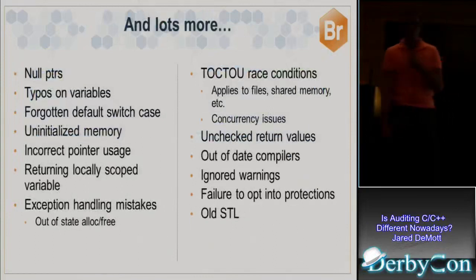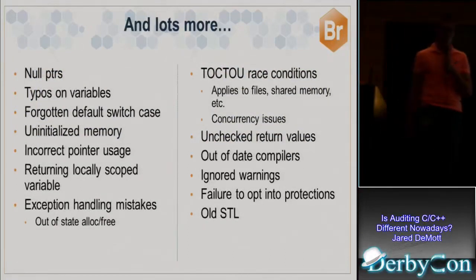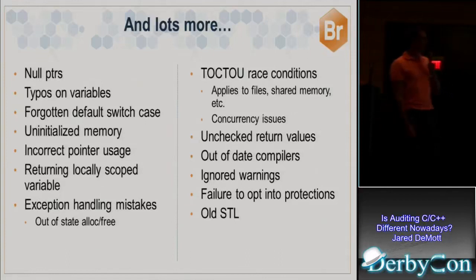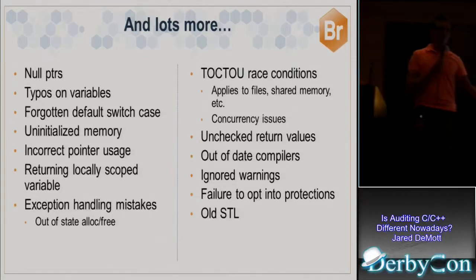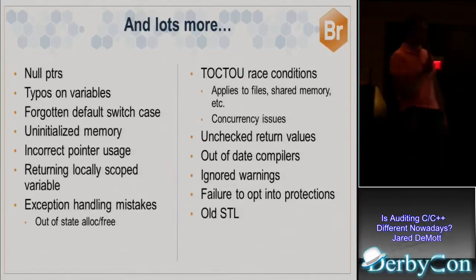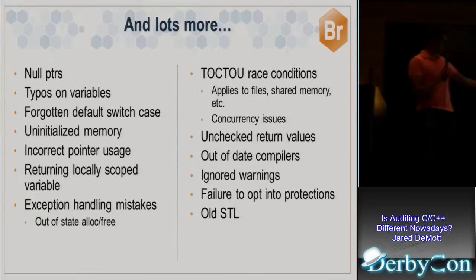So you kind of take that with a grain of salt when you look at that tool. It's very not perfect. And there's all kinds of other issues that you could go back to if you take a class or read a book on auditing C, and all the kinds of flaws that have been found throughout the years: null pointers, typos in variables, forgotten defaults in a case switch, uninitialized memory, incorrect pointer usage, returning a locally scoped pointer outside of a local, that can be a big issue, exception handling mistakes, time of check, time of use, which are kind of exciting.